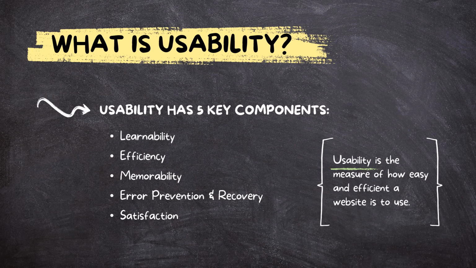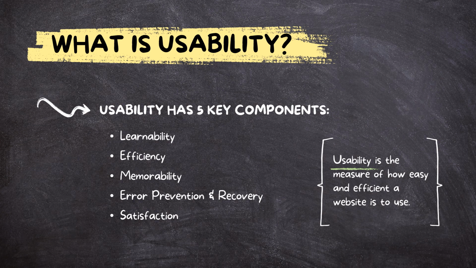So let's get started. Let's begin with usability. Usability is the measure of how easy and efficient a website is to use. Now, according to usability expert Jacob Nielsen, usability has five key components. One is learnability. Can the user accomplish tasks quickly on their first visit?